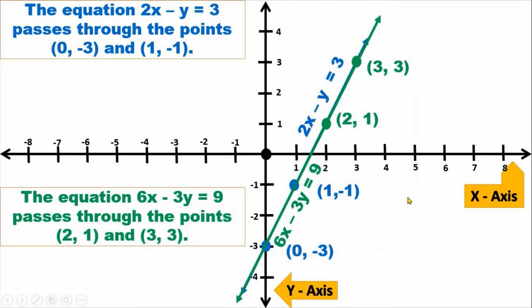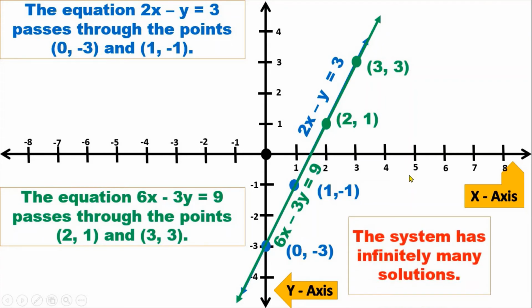And as you can see, the two lines coincide, which means that all solutions to the first equation are also solutions to the second equation, or vice versa. Meaning to say, the system has infinitely many solutions.